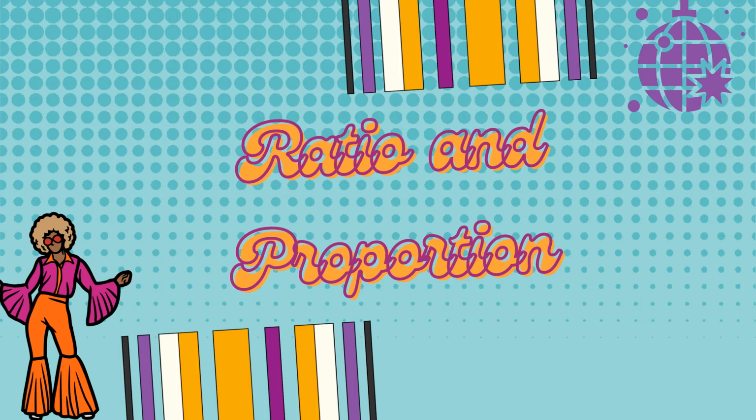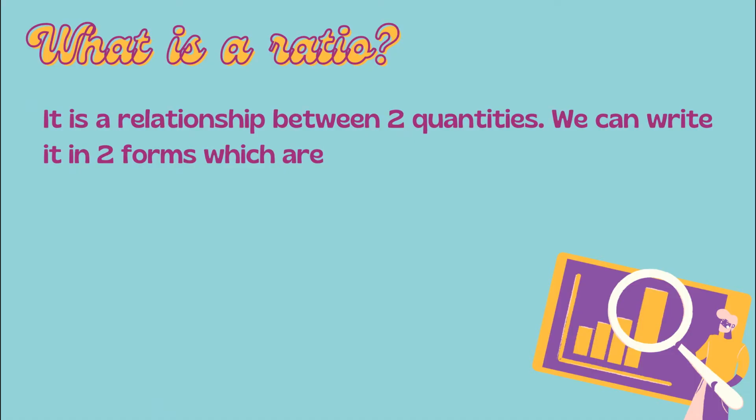So we will be talking about ratio and proportion. So let's go and know the basics. So first, let us define what is a ratio. So it is a relationship between two quantities and we can write it in two forms, which is read as A over B. And the second one we have which is read as A is to B.